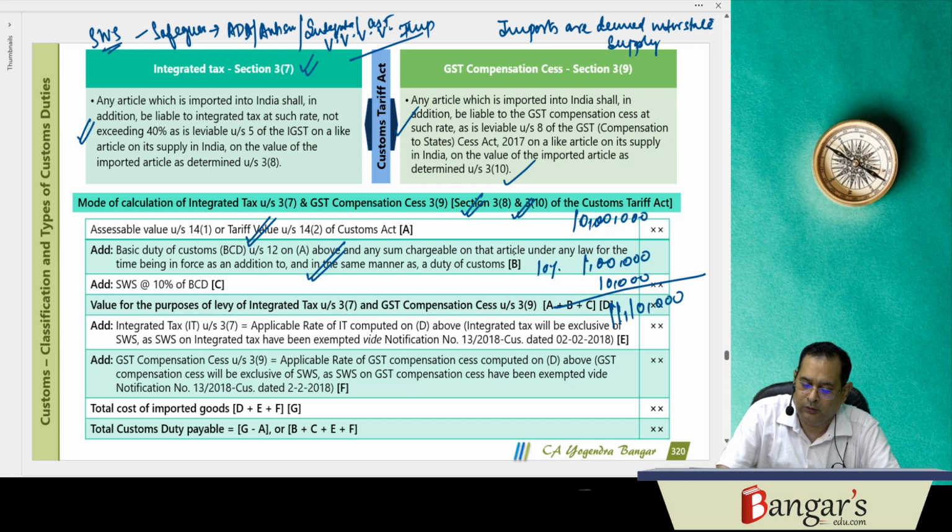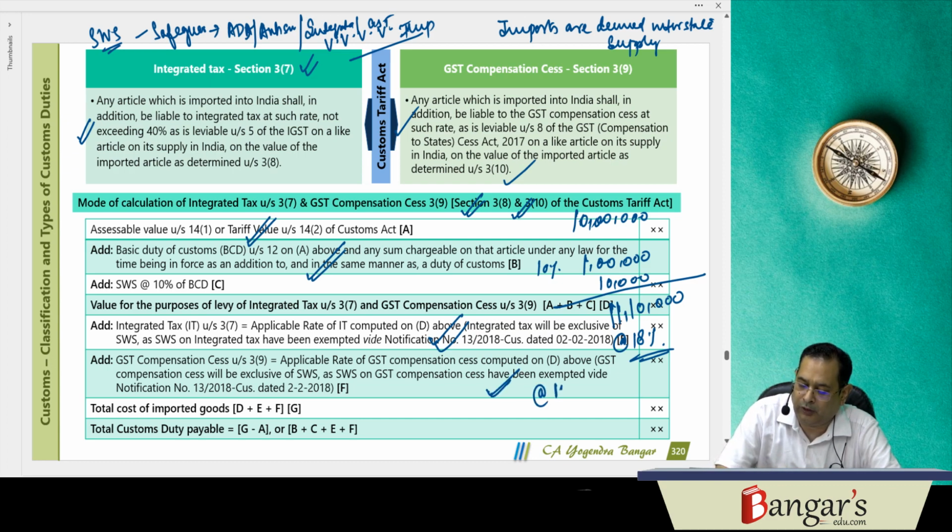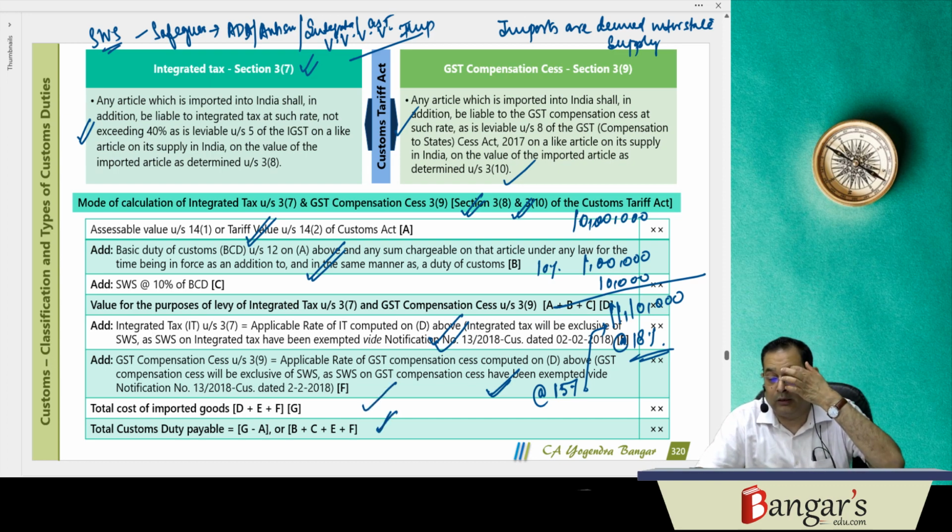On this, integrated tax will be levied. Say in India, GST is levied at the rate of 18%. So on 11,10,000 rupees, 18% will be levied. Then GST cess is, say, levied at the rate of 15% in India. So on this 11,10,000 rupees, cess will be levied at the rate of 15%. Now this is the total cost of imported goods, and the total customs duty and integrated tax payable.